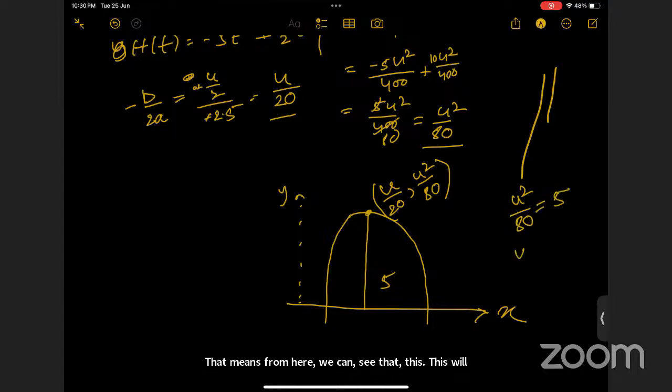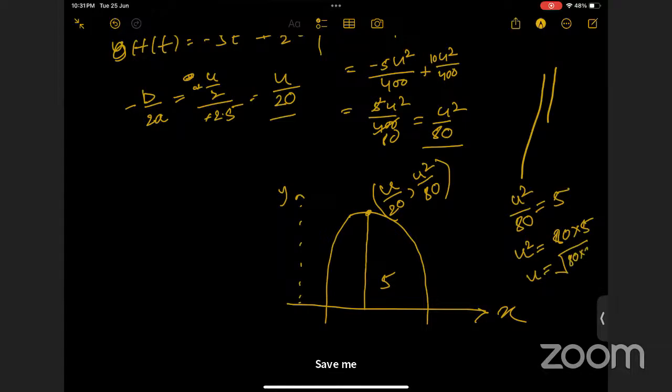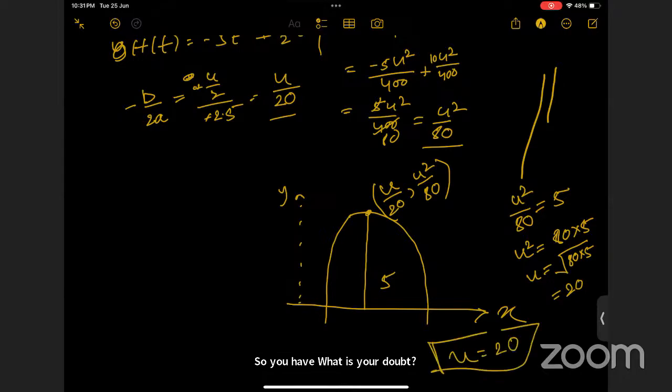From here, we can find the value of u: u squared equals 80 into 5. What will be the value of u from here? Tell me. 20. Plus 20 or minus 20, both. 20? Yes. Okay. Because we are taking the positive one, right? So the value of u is 20. So the initial speed is 20. So what is your doubt? My doubt is cleared. This is fine, right? Yes. Okay.